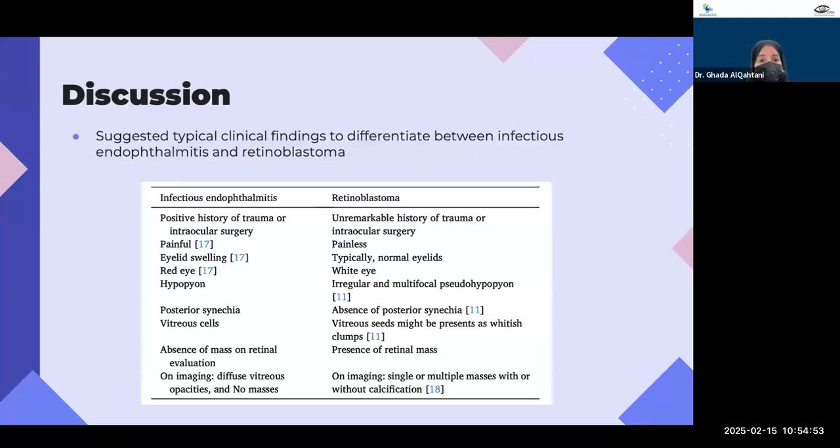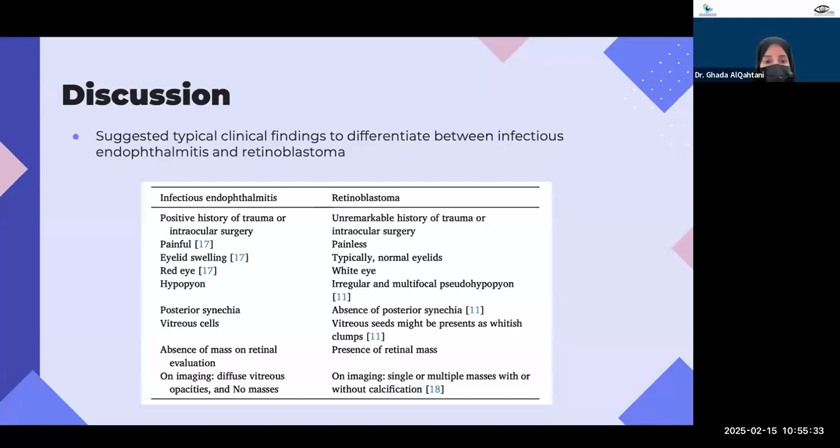The infectious endophthalmitis is usually associated with pain, eyelid swelling, red eye, and sometimes hypopyon and posterior synechia, while retinoblastoma, most of the time it's painless with normal eyelids, quiet eye. Sometimes there might be anterior segment seeding presenting like pseudohypopyon, and there is usually no posterior synechia. Vitreous cells are as expected in the infectious endophthalmitis, while in retinoblastoma, vitreous seeding might be present with whitish clumps.